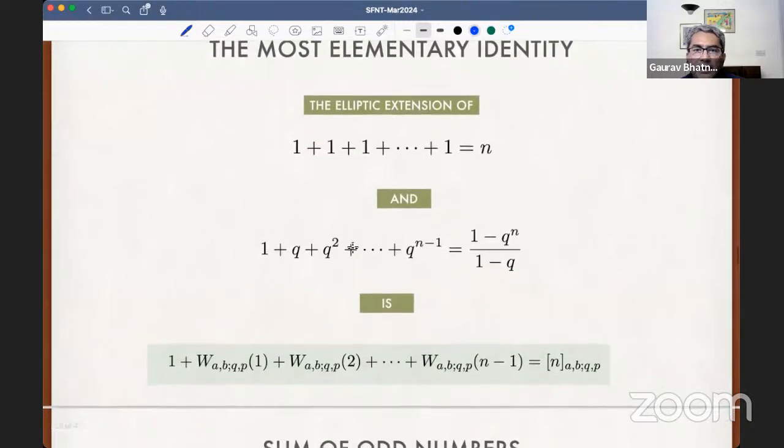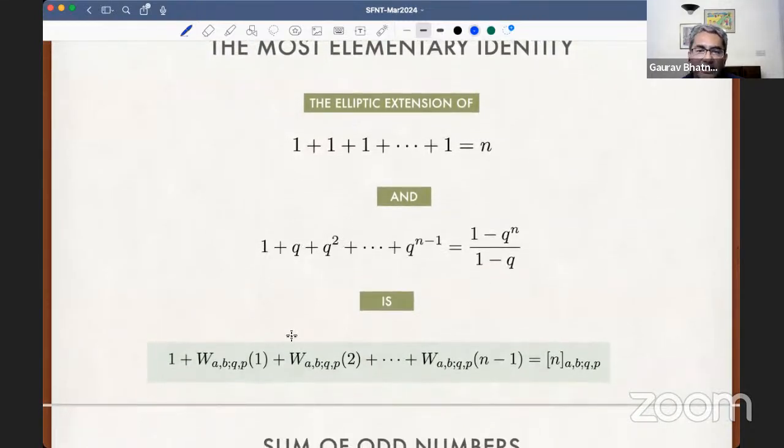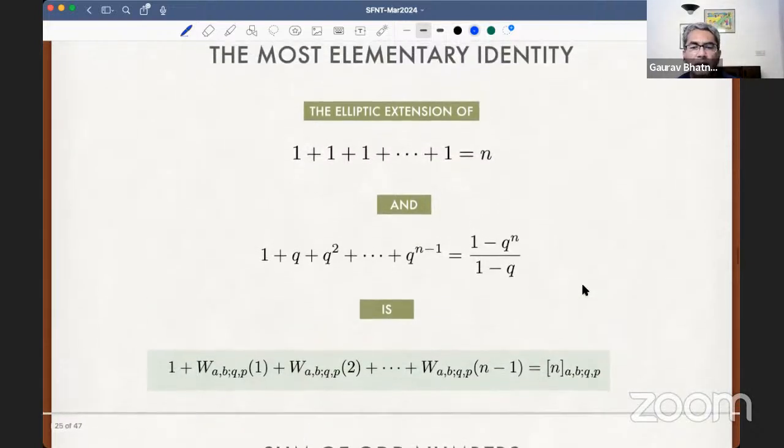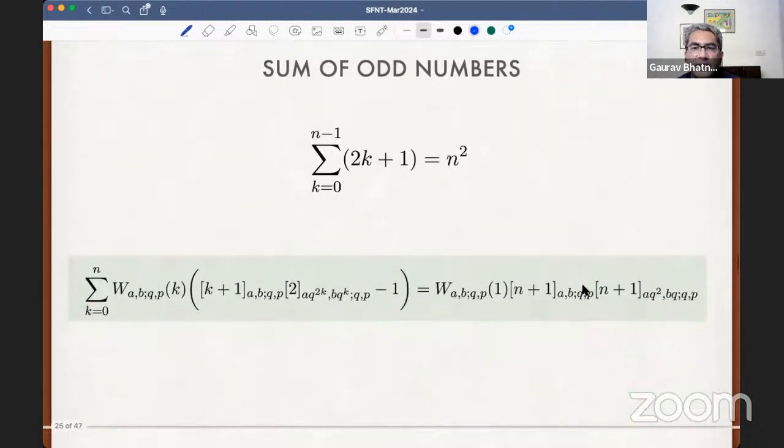So the elliptic extension of this identity is this guy right here. This capital W should be viewed as q raised to whatever is in here, so q squared, q to the power of n minus 1. And this elliptic number n is a generalization of the q number or just the number. Okay, so here's an identity. The simplest one possible is sum of odd numbers is n squared.